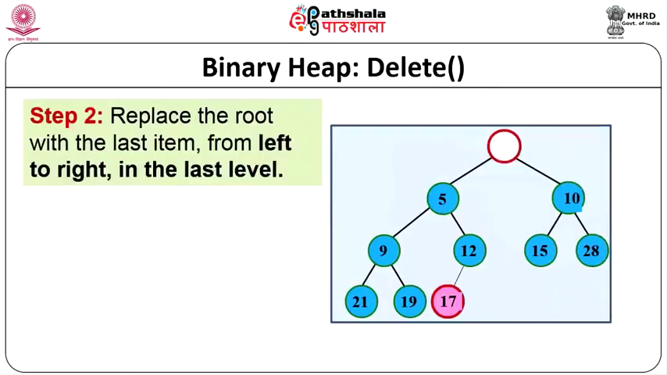The second step is to replace the root with the last item from left to right in the last level. What you have to do now: the last item in the last level is 17, and we replace the root node with that 17.